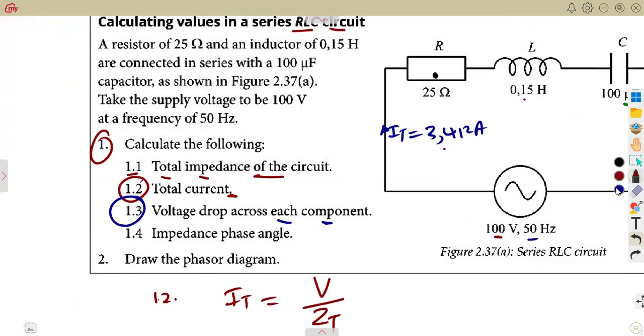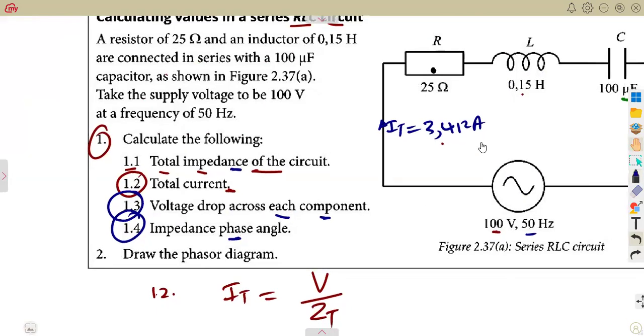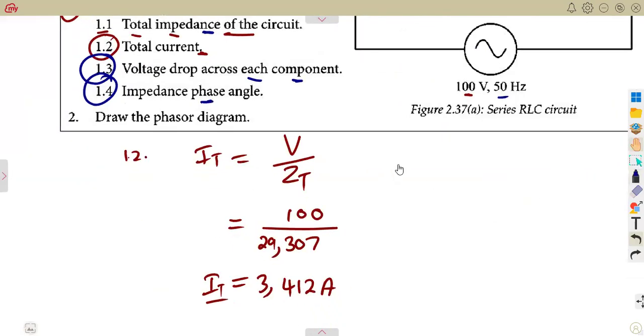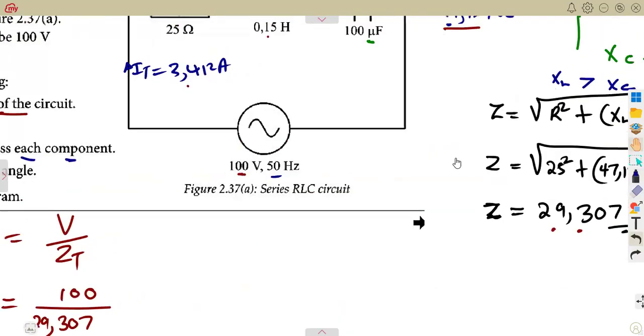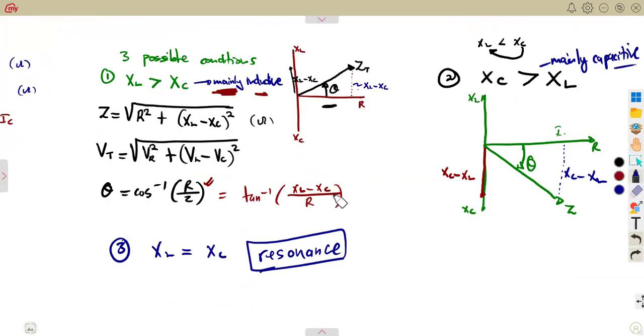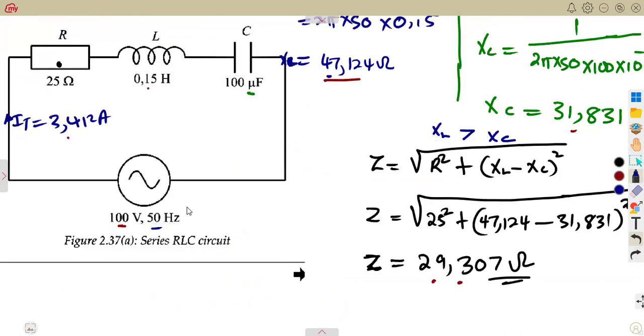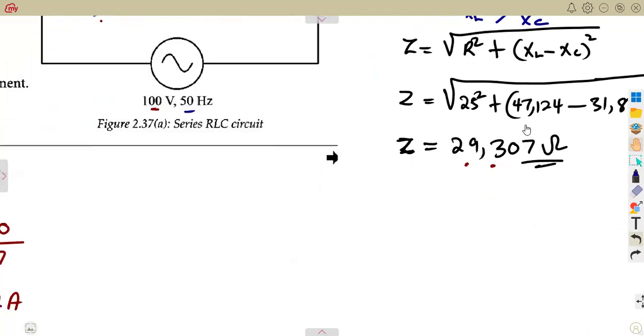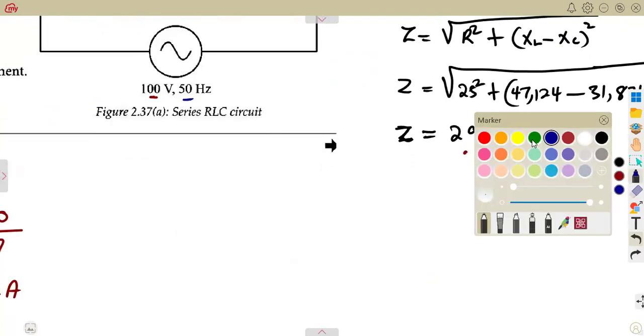Then after that, they want you to determine the impedance phase angle. As I said, guys, dealing with the resistance and the total impedance is one of the easiest, because you just use the arc cos. We saw that XL is greater than XC, so you can also use arctan of XL minus XC over R. It's up to you. Or you just use the universal formula for all series combinations. This is what I call the universal formula. Actually, for me, I just call it that.